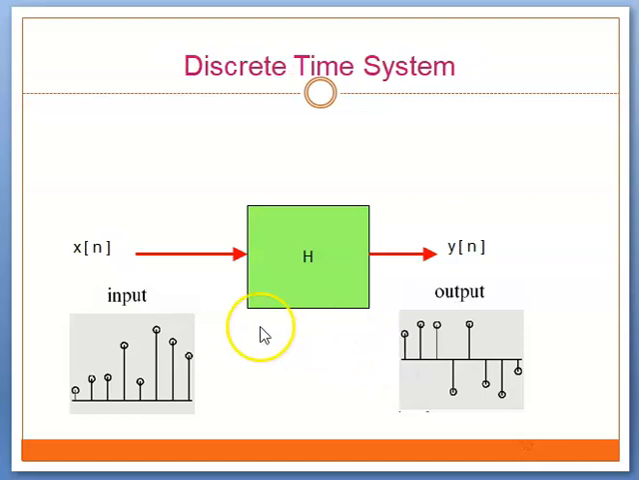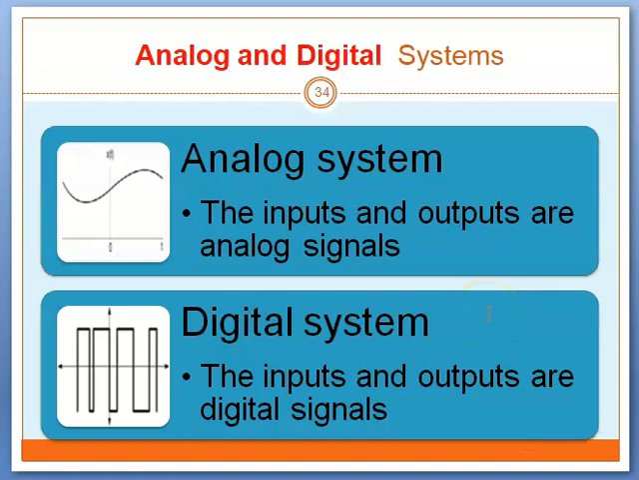For a discrete time system, whenever you see x[n], that means this is a discrete time signal coming into a discrete time system, and it will produce an output y[n], which is also in discrete time. Next, we have the analog and digital systems. An analog system is when the inputs and outputs are analog signals, whereas a digital system is when the inputs and outputs are digital signals. Usually digital is denoted by binary numbers 1, 0, 1, 0.